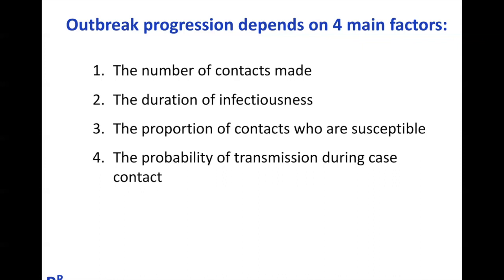And fourth, the probability of transmission during case contacts. How likely is it to get infected? And of course, this changes also due to different interventions. Probability of transmission during case contact differs if you wear a mask, if both wear a mask, if nobody wears a mask, if you're inside, indoors, outdoors, whatever subtype of, for example, corona, the case is infected with. So lots of influencing factors.